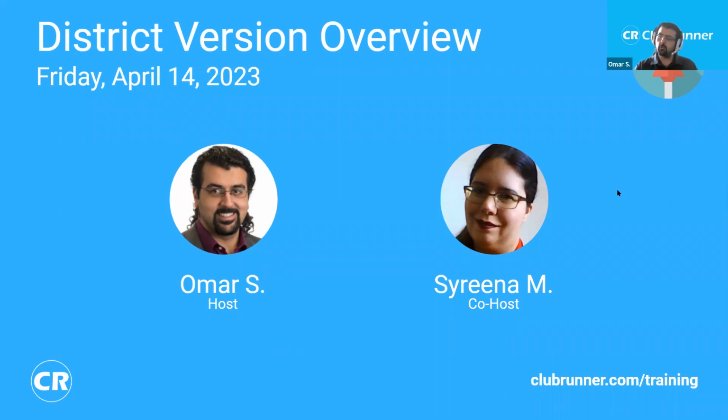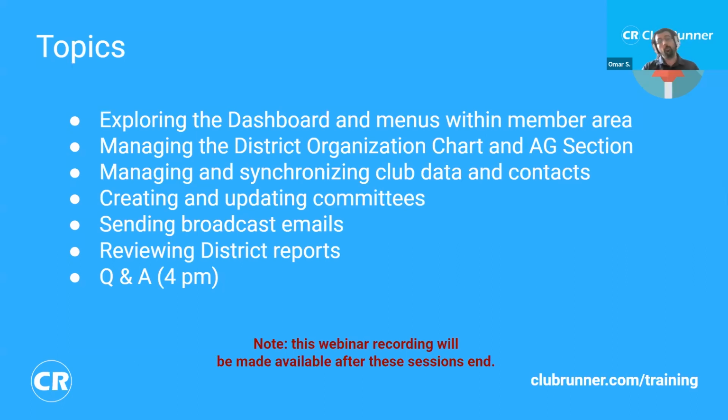Let's go ahead and jump into our outline and topics list for today. So I'm just going to go ahead and pull it up here. So the goal of our webinar is to provide an overview of using the district version of ClubRunner as a district executive and area governor. So we'll explore the member area and dashboard, review the district organization chart and area governor section, how to check on the club's integration status and contacts.